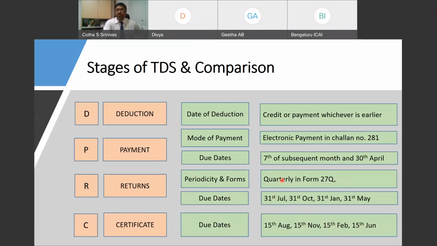Because of the pandemic and so many other reasons, there have been changes in the due dates in the previous year and current year. So I'm not discussing those things. This is as per the Act and rules. I'm telling about these due dates. For whatever amendments or extensions of dates there are, we may have to substitute for that.